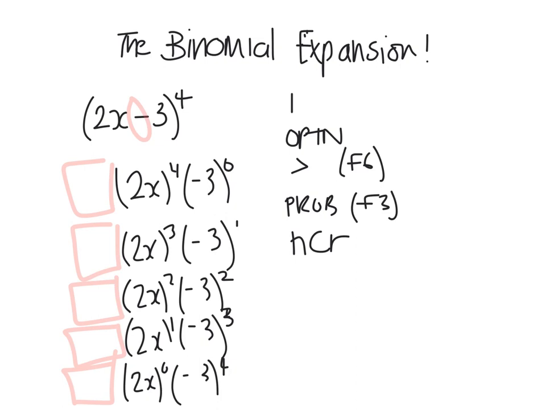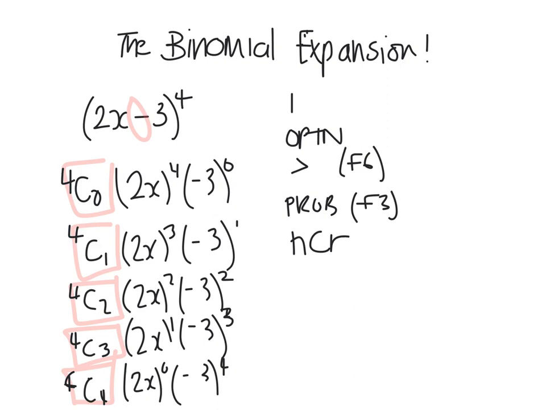So here we're going to have 4 choose 0, which is 1. The next one we're going to have 4 choose 1, which is 4. The next one 4 choose 2, which is 6. 4 choose 3 is 4, and 4 choose 4 is 1. And then we're going to add all of these terms up together.